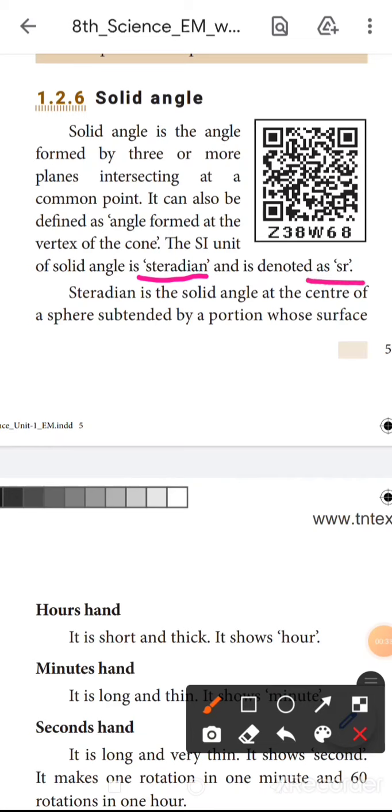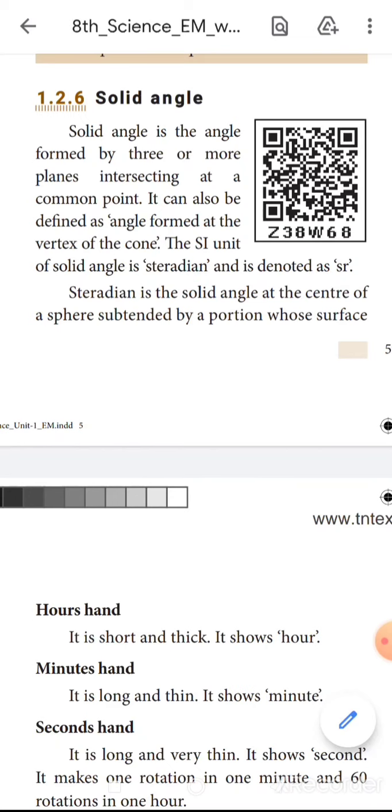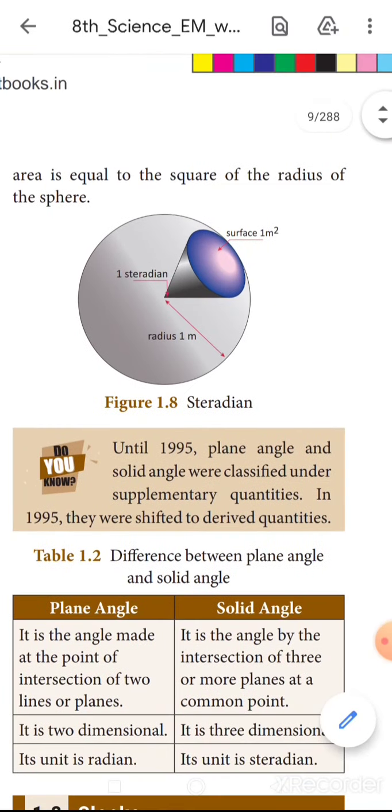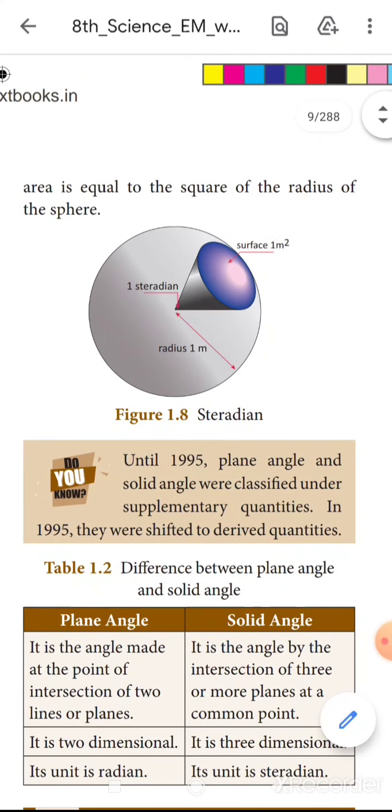Denoted SR. What is the SI unit of plane angle? Radian. It's denoted rad, R-A-D, rad. Here, what is the SI unit of solid angle? Steradian, denoted SR. The steradian is the solid angle at the center of the sphere subtended by a portion whose surface area is equal to the square of the radius of the sphere.